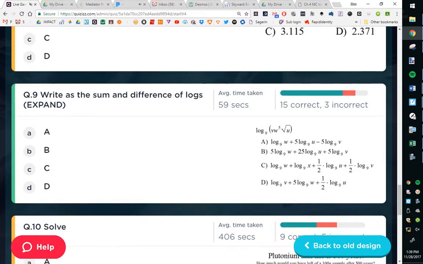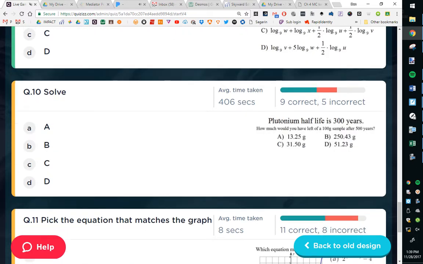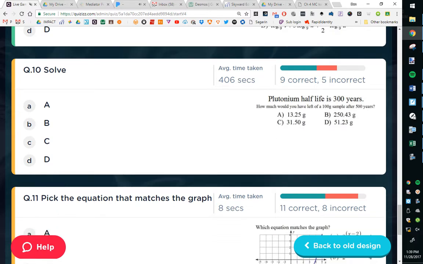Sum and difference of logs, we were pretty good at that one. Half-life, I'm not going to go through half-life now, I don't have enough time. Type in Schwanekamp, half-life, watch some videos. If you don't know now, you're probably not going to know. I'm going to do the fast way here.